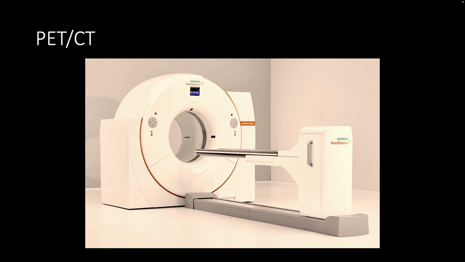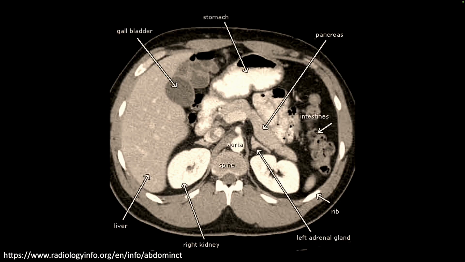So PET-CT is another tool, very important, but that's what the machine looks like. Very quickly, anatomy. We won't talk too much about this, but all of these tools help us see inside the body, get a sense of what's going on without cutting into the patient.